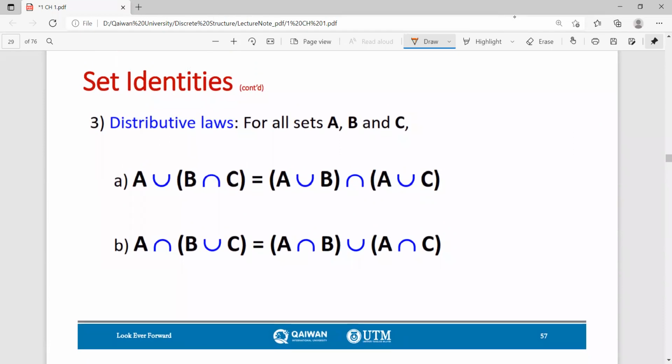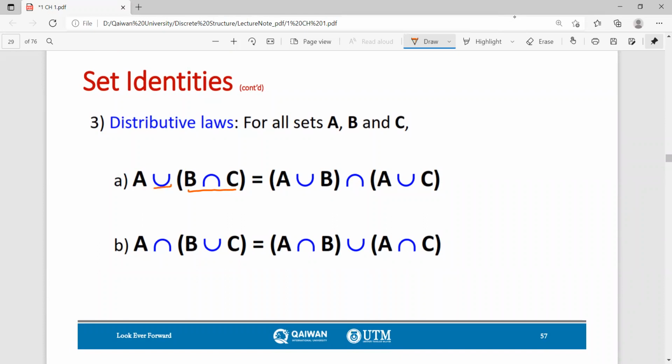And you have the distributive law. Okay? If you have A union B intersection C, if the operations are different.